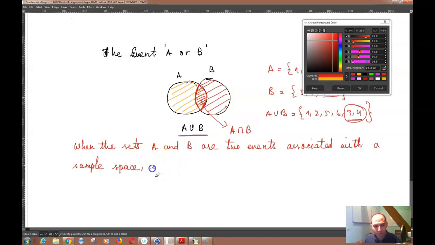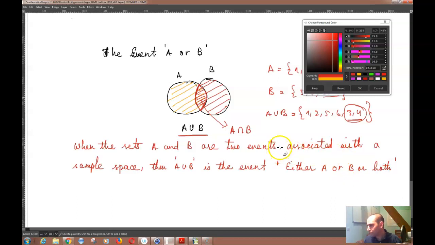Then A union B is the event either A or B or both. Now this event A union B is also called A or B, right?